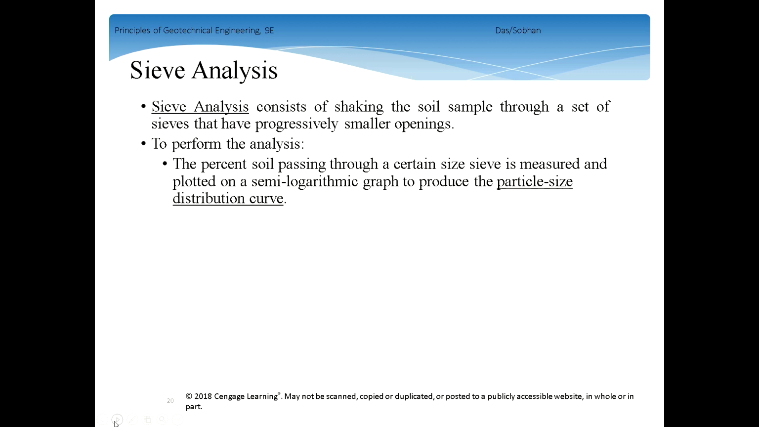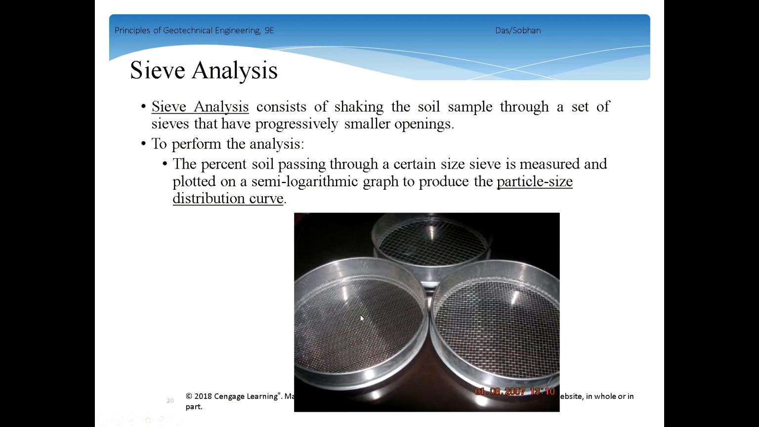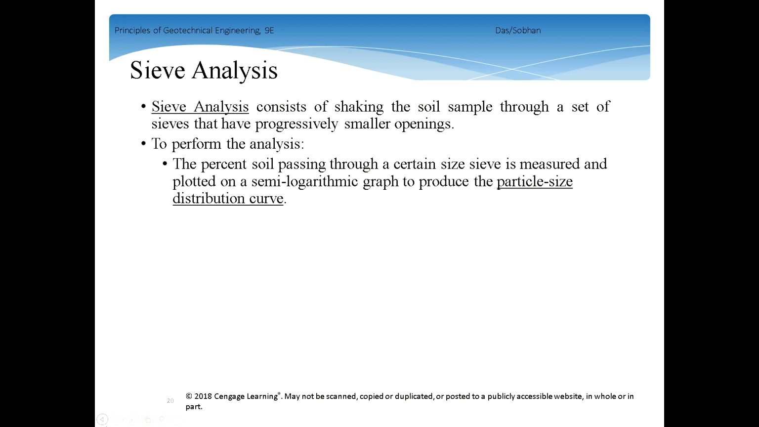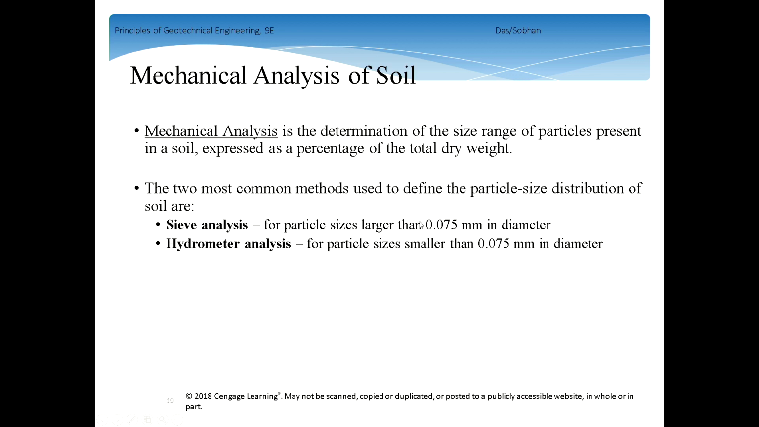But for sieves, again, you can never go to a very, very fine sieve, right? So it has a limit. The limit is about 0.075. So if you want to get the distribution less than 0.075, sieve analysis may not work anymore because now the particles are very, very fine. The sieve analysis does not work.